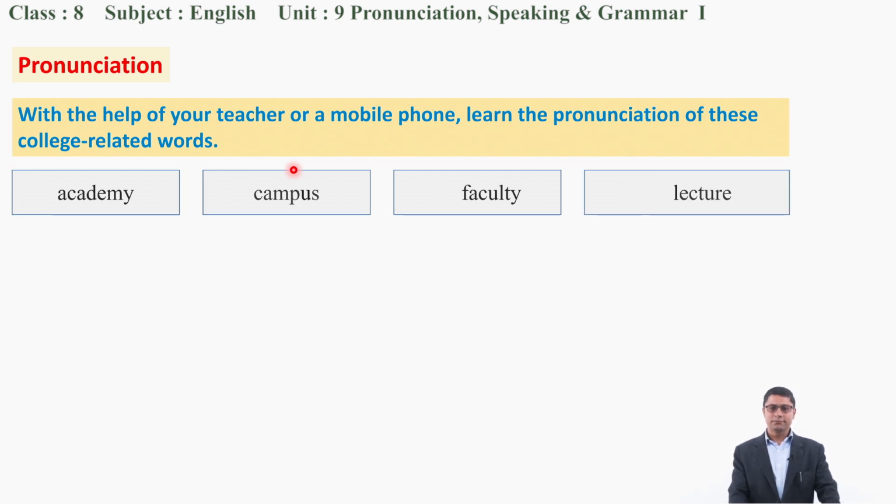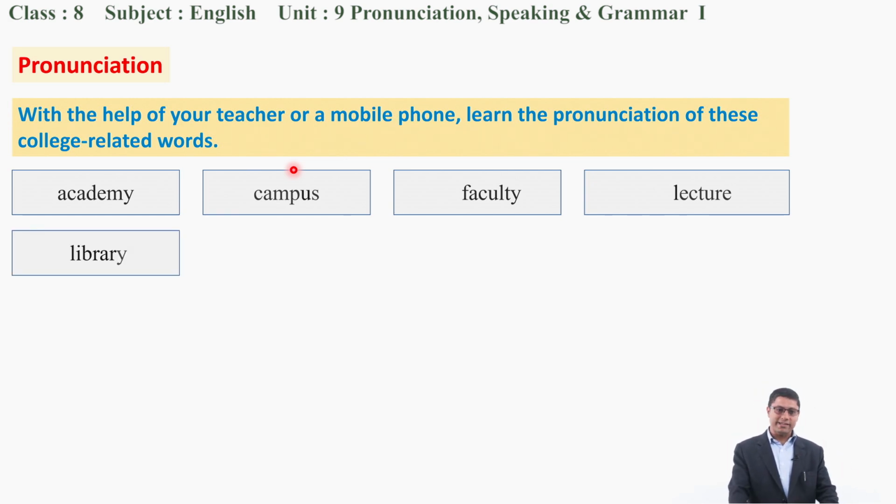What's the next word? Okay. Try pronouncing this word. Can you? Alright. Now listen to the pronunciation and check whether you are right or not. Lecture. Listen again. Lecture. Okay. I hope your pronunciation matched with the pronunciation you have just heard. Okay, now let's move on to the next word.